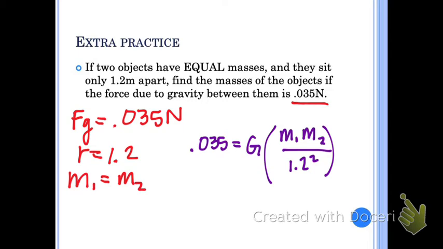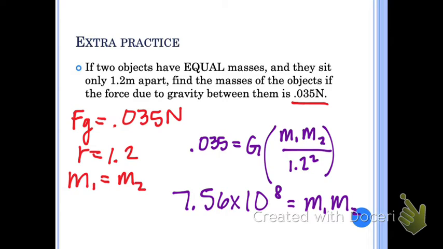I'm going to rearrange here until I'm left with that M statement, and then I'll go from there. So I'm going to go 0.035 divided by G. It's going to be a fairly big number. And then I'm going to take that times my 1.2 squared. And that gives me 7.556, that number? Okay. So I'm going to take that 7.56 times 10 to the 8th equals M1 times M2.